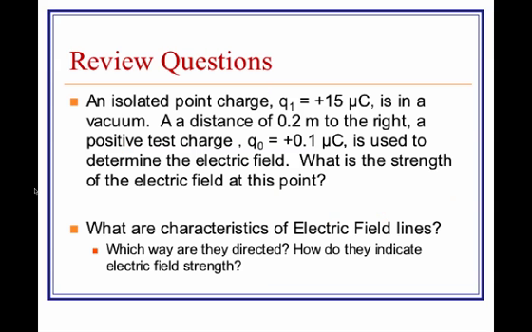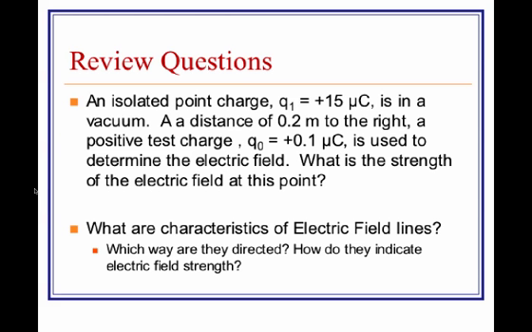All right, two quick review questions. One, an isolated point charge with a strength of 15 microcoulombs is in a vacuum, and at a distance of 0.2 meters to the right, a positive test charge of 0.1 microcoulombs is used to determine the strength of the electric field. What is the strength of the electric field? Look back at the formula for how you would find it first. You can calculate the force between the two charges, and then based on the strength of the test charge, you can calculate the electric field.